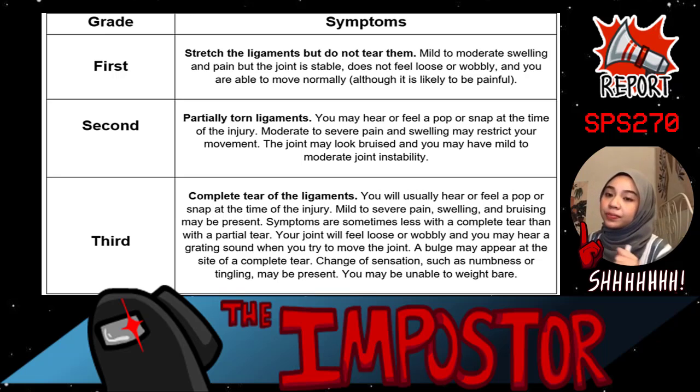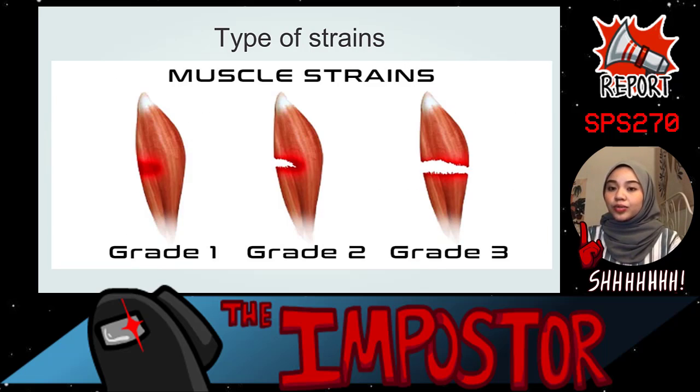Lastly, for grade 3 ankle sprain, the patient will usually hear or feel a pop or snap at the time of the injury. The symptoms are sometimes less with a complete tear than with a partial tear. The joint will feel loose or wobbly, and the patient may hear a grating sound when they try to move the joint. Basically, the patient is unable to walk at grade 3 ankle sprain.